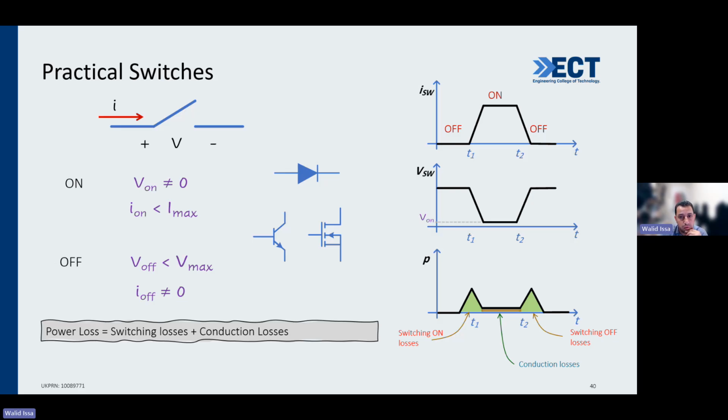During that time from off to on and on to off, my current is rising and my voltage is falling, and that will make them dissipate some power, and that power will be like this. So this one is the switching losses, and this one is another switching losses, and this in the middle is called conduction losses. So switching losses during rise up, switching losses during fall down, and in the middle here you have something called conduction. It's already conducting, but it's also losing power. So that's the practical switches here, and we have power loss, which is a combination of switching losses and conduction losses.